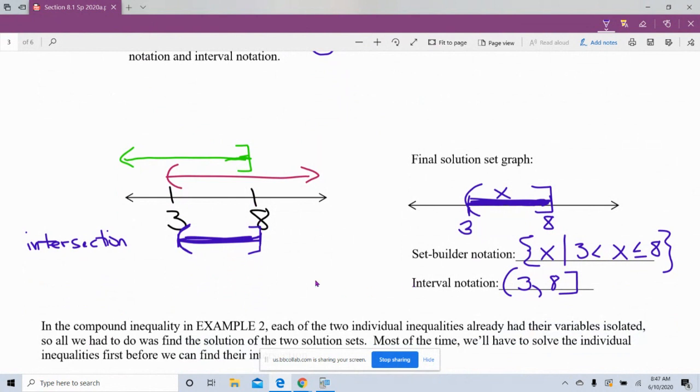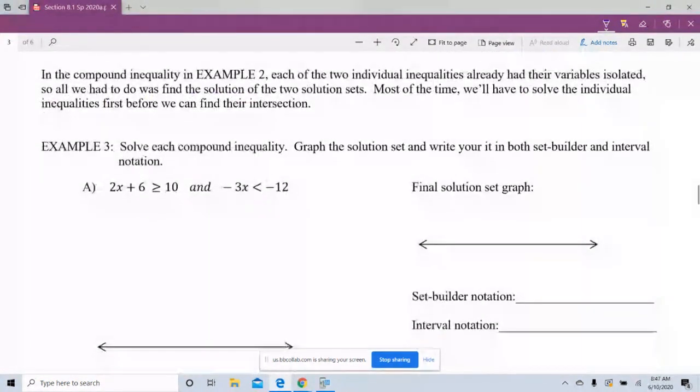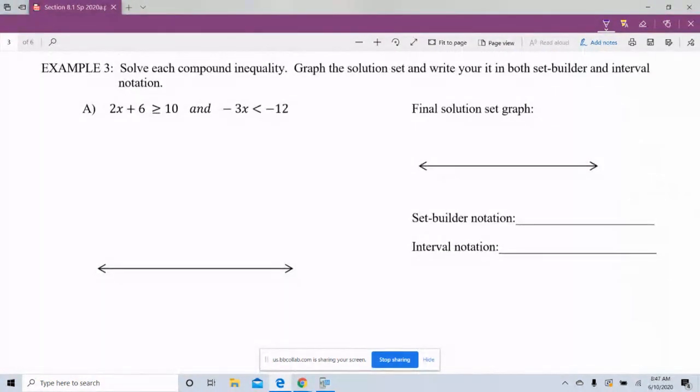Okay, so then I draw out my graph. So I don't show the scratch paper stuff. I only show that intersection, which is this part of the graph right down here, right? And then I wrote SetBuilder notation and interval notation for that. All right, I think I have to do one more here before I'm going to stop because I have a live session to do.